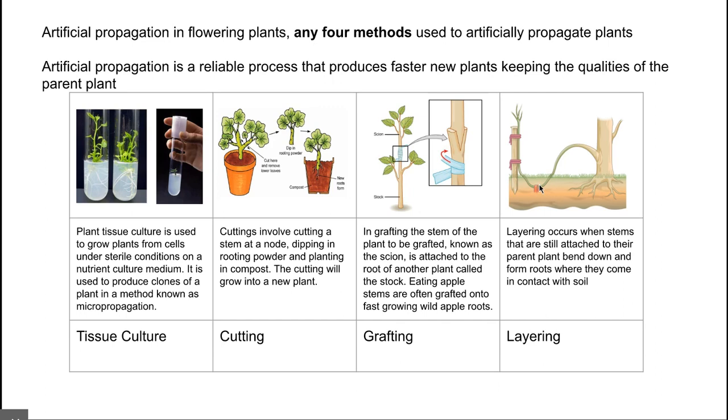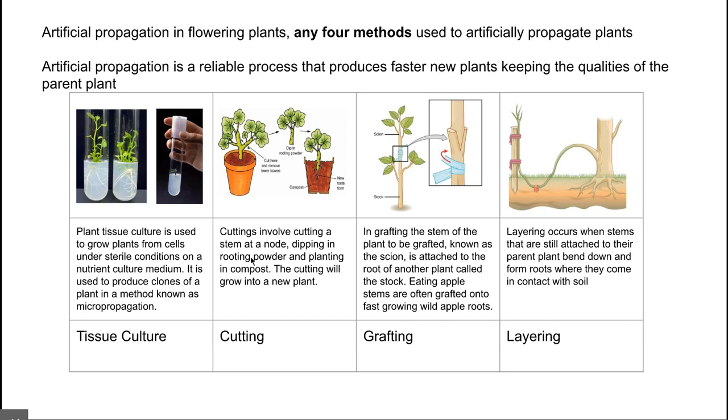And this node is an area again where a leaf would have developed. You'd have a lot of meristematic cells there that are capable of dividing. So in this case, the plant will produce roots in this area that can become established, and a new plant can be staked up and prepared here. So this method is called layering.